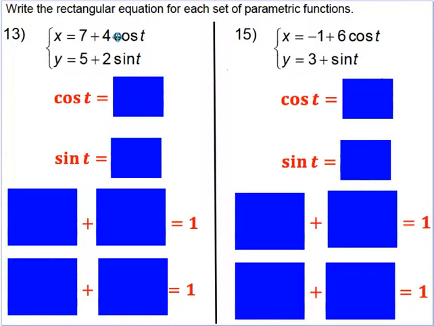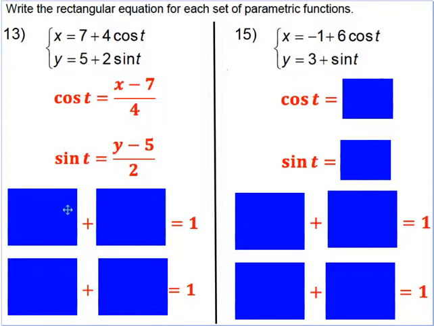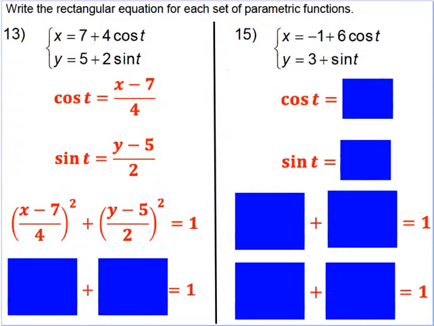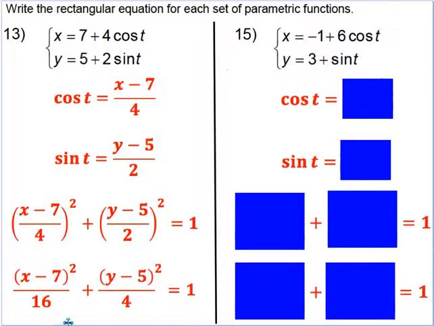Okay, so if you were going to solve for cosine t, you would subtract 7 and divide by 4. So your equation would be x minus 7 divided by 4. And then for sine, you would subtract 5, divide by 2. So you would have y minus 5 divided by 2. Okay, next step, you want to plug both of these equations in for your sine and cosine in the Pythagorean identity. Okay, then let's separate the numerator and denominator by squaring our denominators, and your final answer is this here.